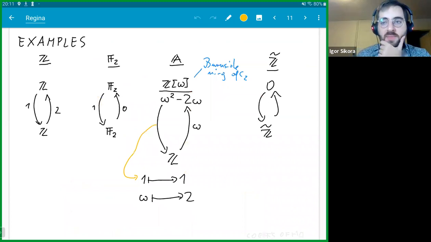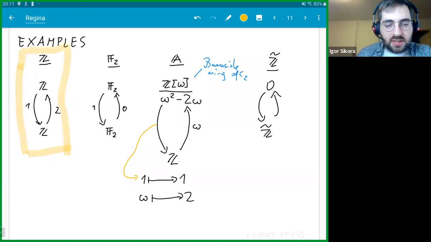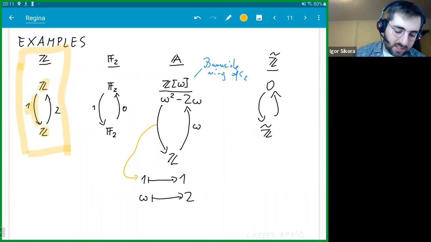And some examples of Mackey functors. The first one is the constant Mackey functor on the integers. The bottom and the top groups are integers with the trivial action. As usual with constant Mackey functors, the restriction is the identity, and then the Mackey formula is telling us that the transfer has to be multiplication by 2.